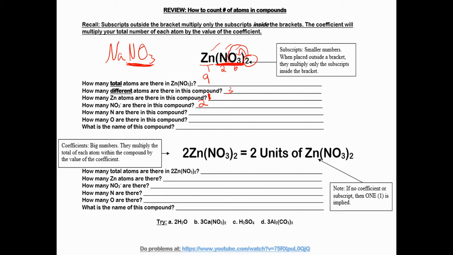How many nitrogens are there? So individually, there's 2 nitrogens. How many oxygens? Well, there's 6. And what's the name of this compound? I've said it several times. It's an ionic compound, so we name the metal first, then the polyatomic ion, nitrate.